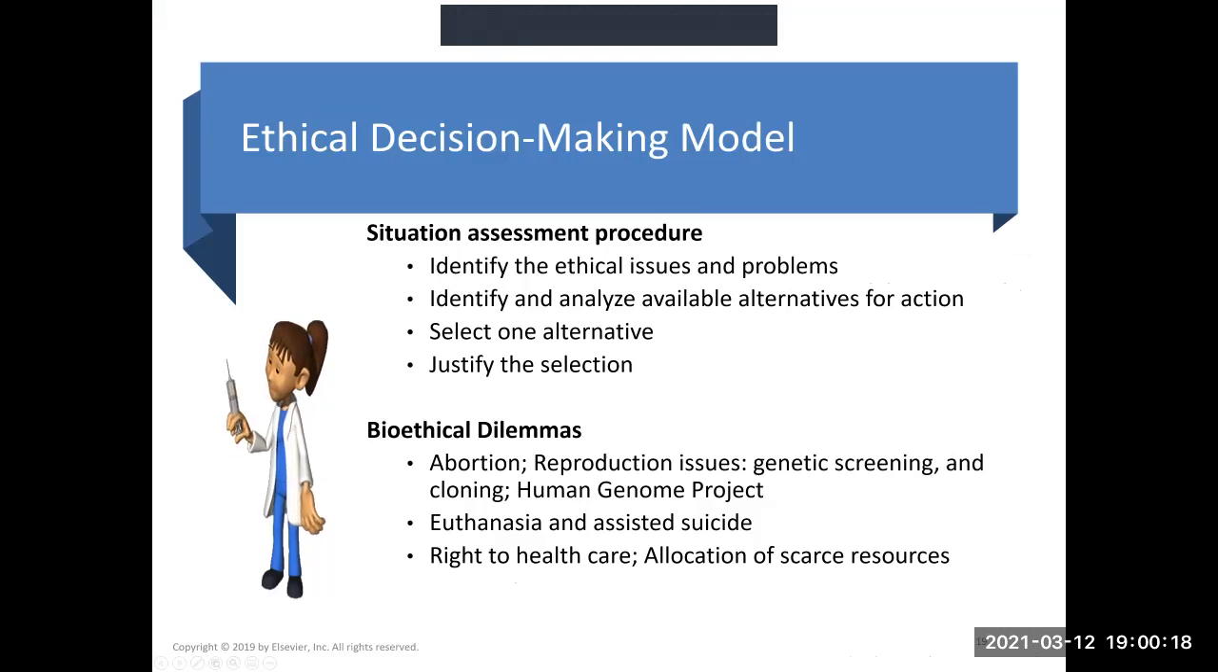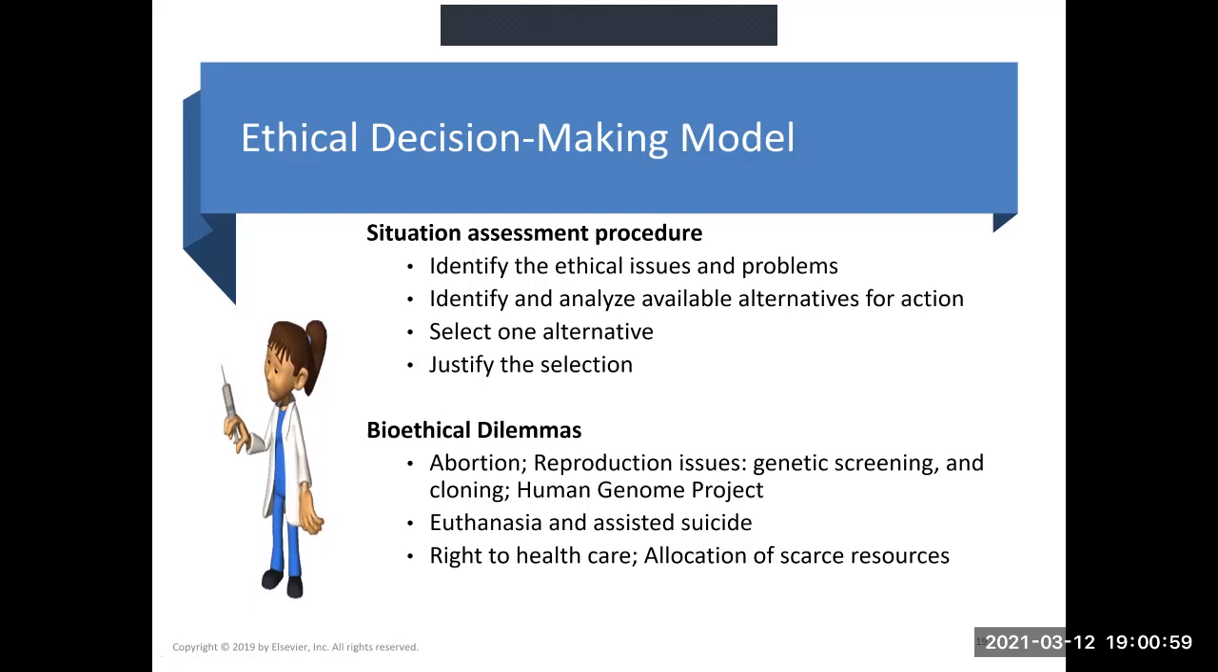Okay, so for ethical decision making, if it's an institutional assessment procedure, you identify the ethical problem, identify and analyze any alternatives for action that will help to solve the problem, select one alternative, and then justify the selection, right? So that's the assessment procedure. If you're identifying the problem, what ethical principles are out there? What are you struggling with? Is it abortion?